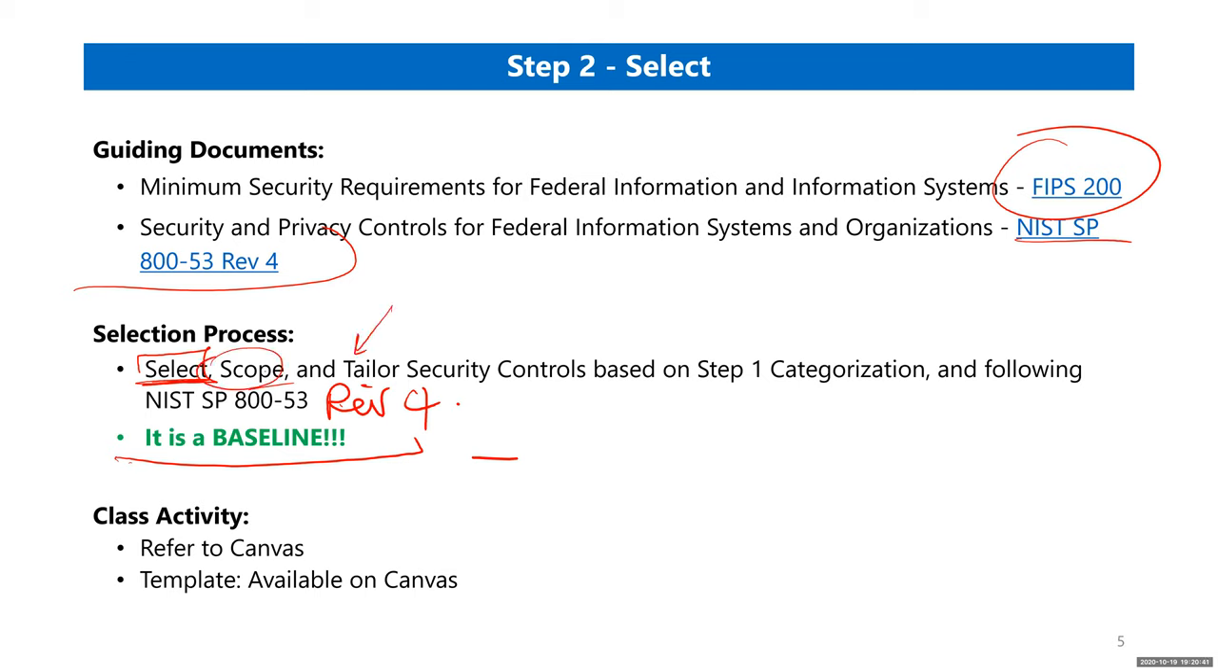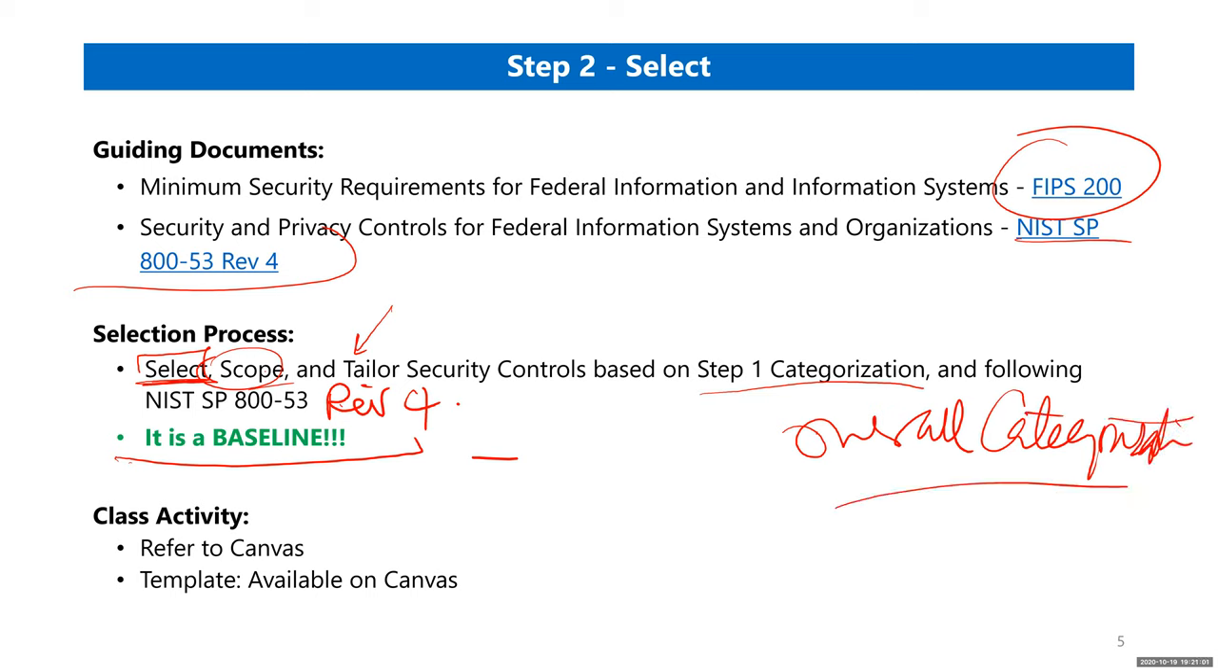If I'm going to select my controls and it says based on step one categorization, what was my step one categorization that we did last week? What was mine? That overall system categorization. What was my overall system categorization? You place it at a high. Yes. So that dictates the controls. I don't know if it was Stephanie or someone that was saying hi, and I thought it was a question. But yes, so my overall system categorization was high. Agreed?